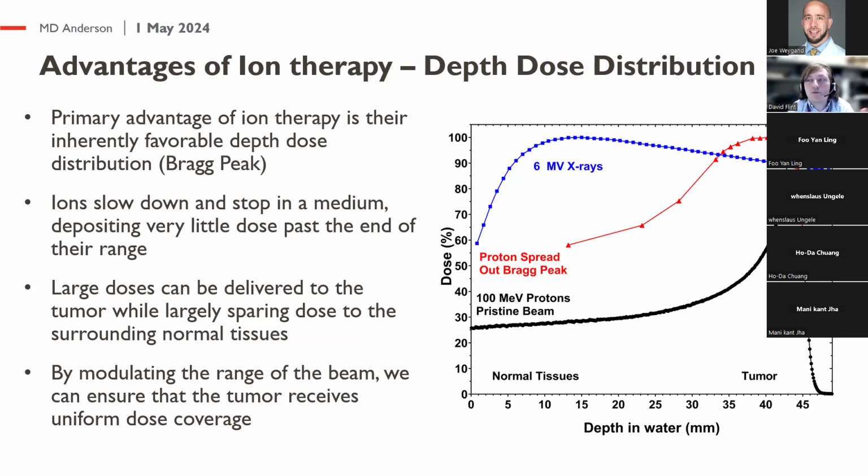If we wish to cover a more extended region with this high dose, all we need to do is modulate the ranges we select for a given treatment to create a distribution known as a spread out Bragg peak, which is this red curve here. That allows you to get good coverage over a reasonable sized tumor, and you're still inherently sparing dose to the surrounding normal tissues because the dose distribution is favorable like this.